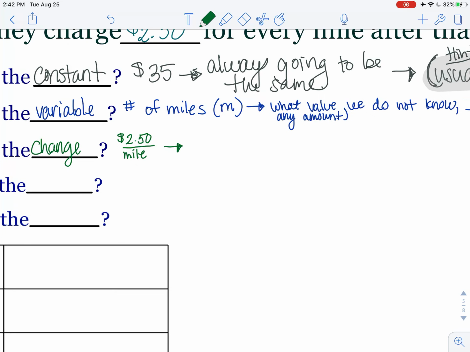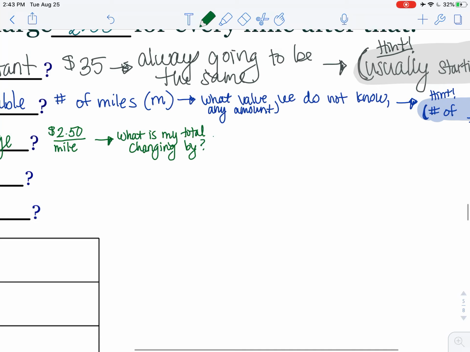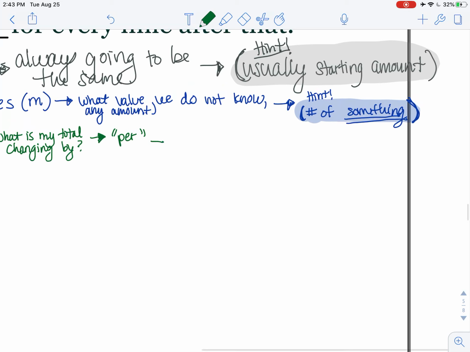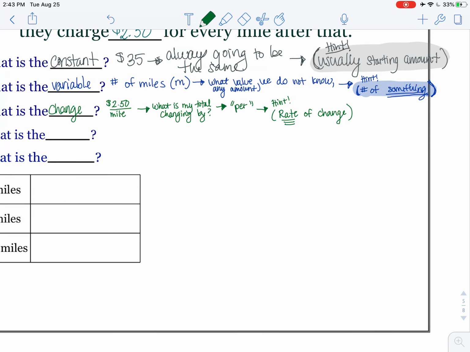Okay, so first, before I move on, I'm going to say, what is my total changing by? A big thing that is a key indicator of what is my change is the word per. Okay? And that's because, ladies and gentlemen, my hint here is that it's always going to be a rate of change.